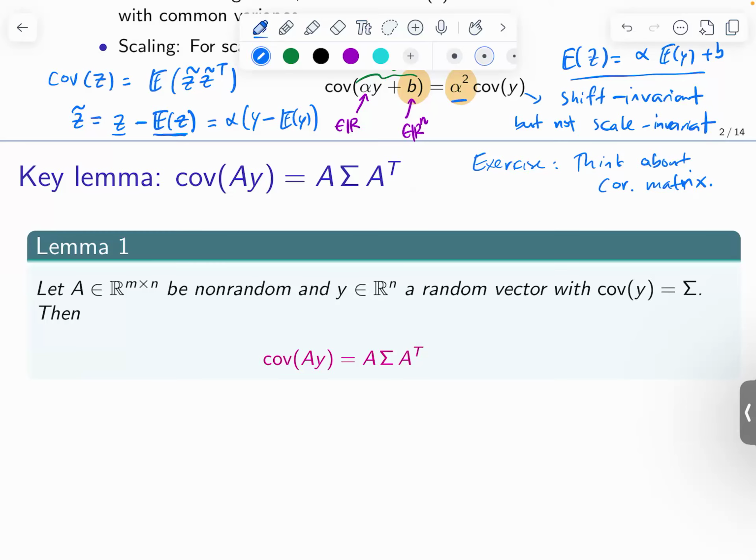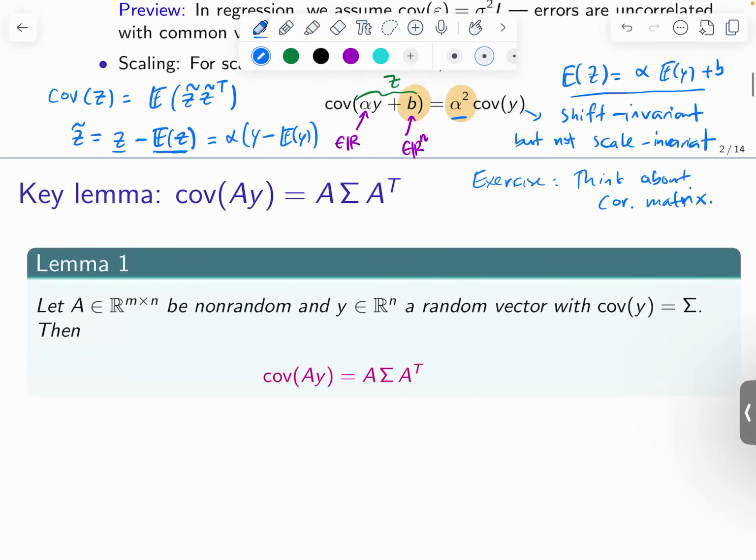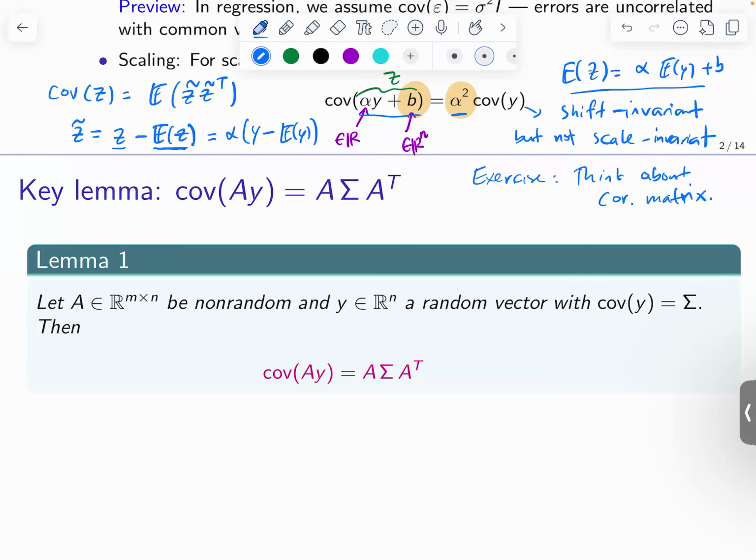So the next property is very important for us. It's basically a multivariate extension of this. Rather than scaling y by a constant, I can operate on it by a matrix. So we have a matrix A, let's say m by n, the usual m by n case. I might write it like a flat matrix, and then n by 1, that's y. So we get Ay, another random vector.